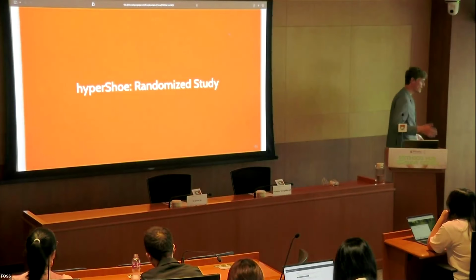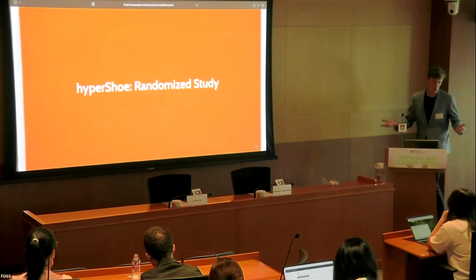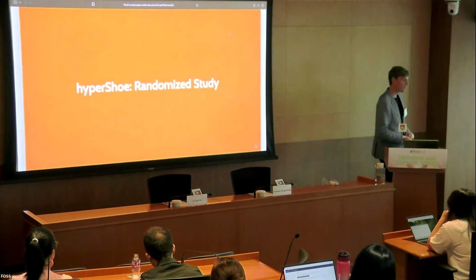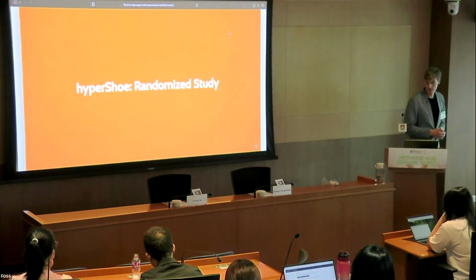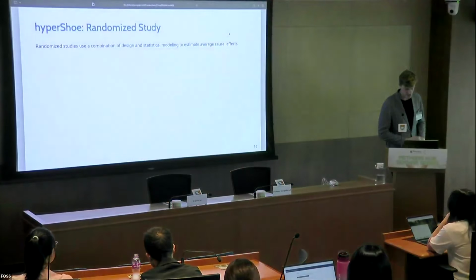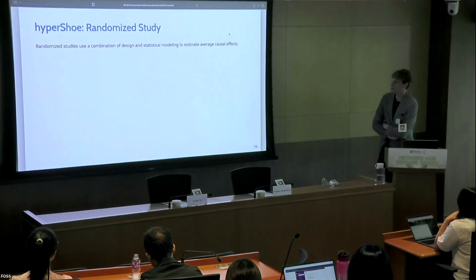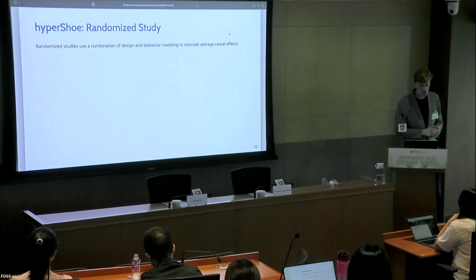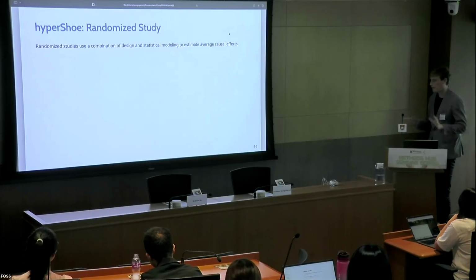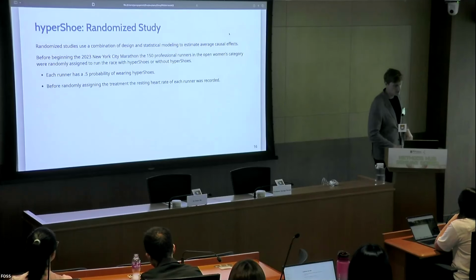Okay, so that's kind of our background on causal inference, and now we're going to move into how do we actually do estimation. And this is the more interesting part. How do we actually get an answer? How do we know what the causal effect is, or how do we estimate it, I should say? So randomized studies use a combination of design and statistical modeling to estimate average causal effects. And whenever you have the opportunity to randomize something, you really should do it. They have a lot of really desirable properties.